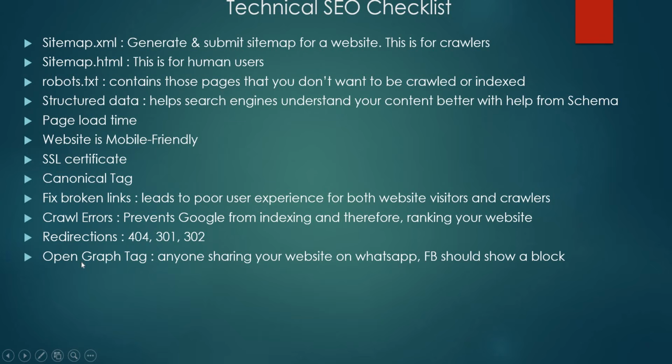And finally, you have open graph tag. Now, anyone sharing your website on WhatsApp or Facebook, if you have noticed, when you try to share a URL on WhatsApp, immediately a block opens up, right? That shows the website information. So that is called an open graph tag. Now this is again very important as a part of the technical SEO checklist, and you need to make sure that the open graph tag is implemented on your website, right?